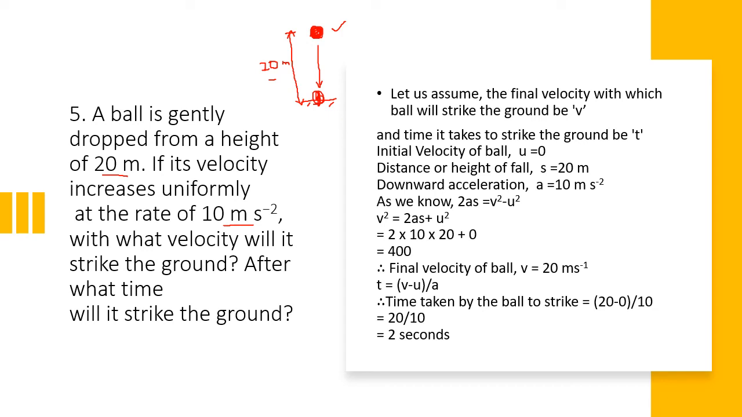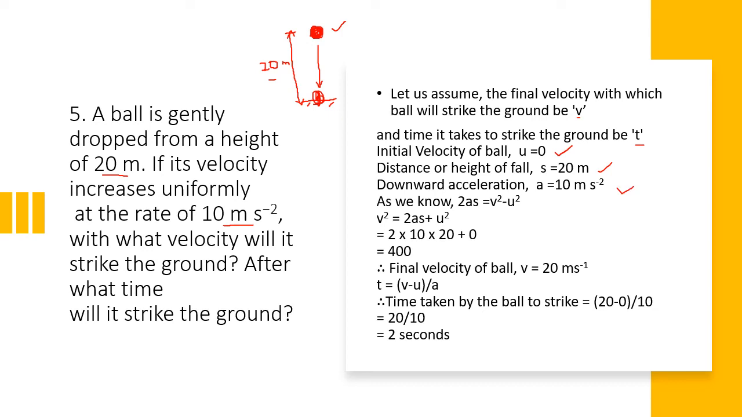So let us assume the final velocity with which the ball will strike the ground is V, and the time period is T. Initial velocity of the ball, U, is equal to 0 meter per second. Before dropping, it will be at rest. Distance or height of fall, S, is 20 meters. Downward acceleration, A, is equal to 10 meter per second squared.